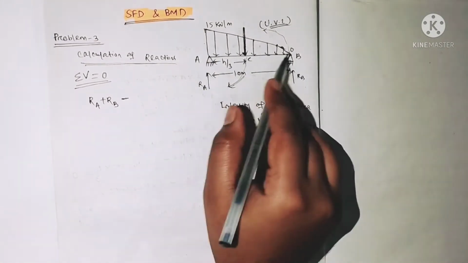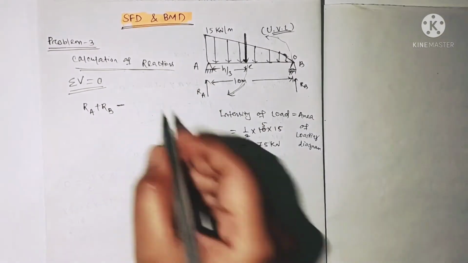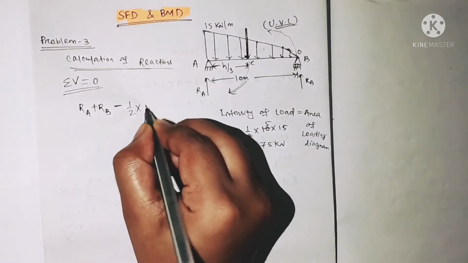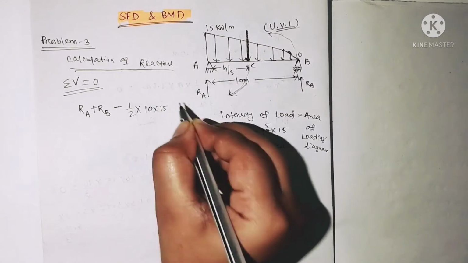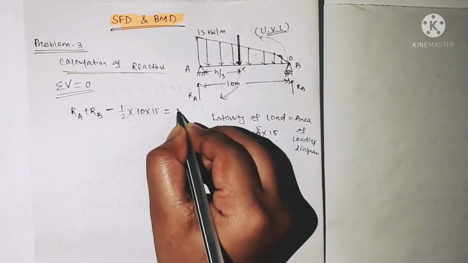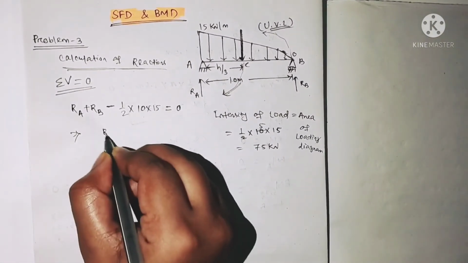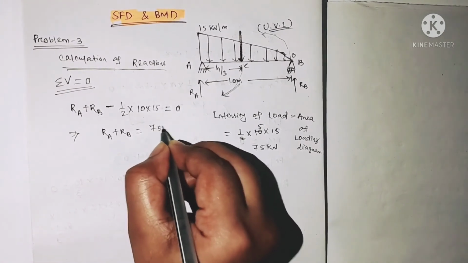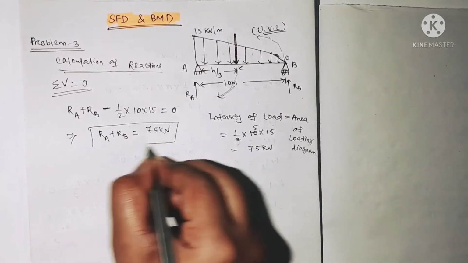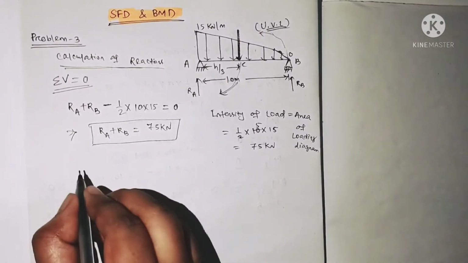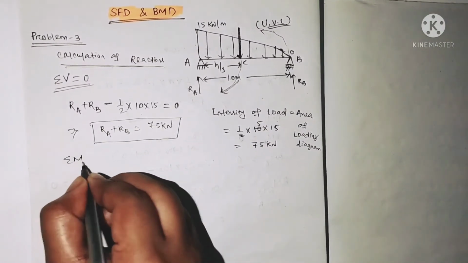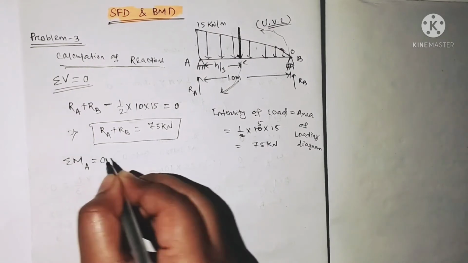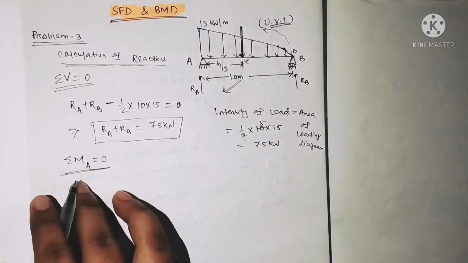Here there is a triangular loading, so half into base into height. Half into base is 10 meter into height is 15 kilonewton per meter, so Ra plus Rb equal to 75 kilonewton. Now put another equilibrium equation, that is summation of moment about A equal to 0.